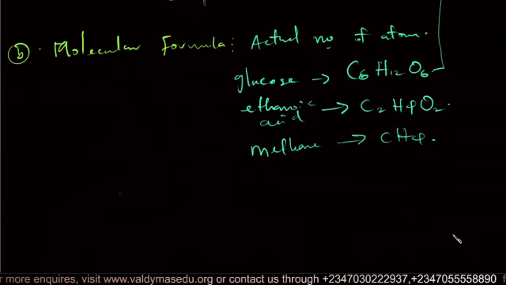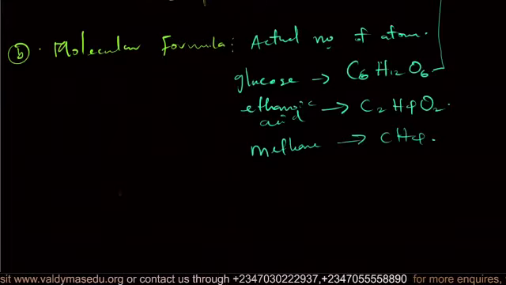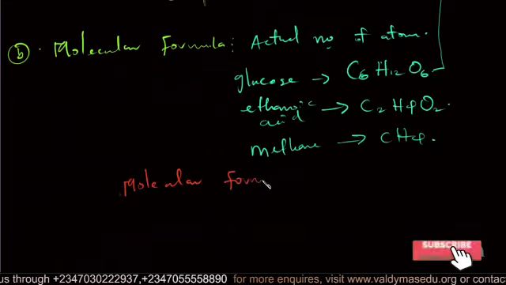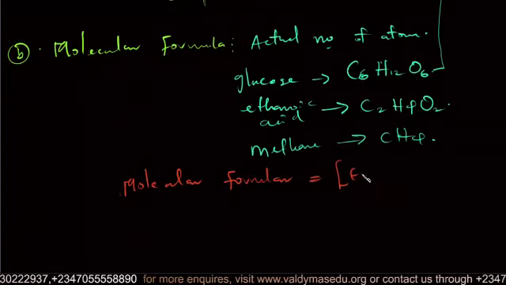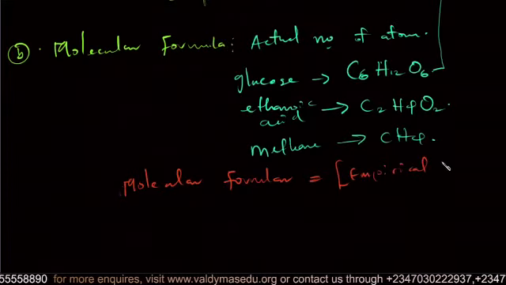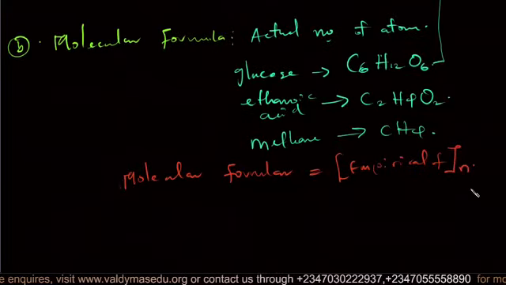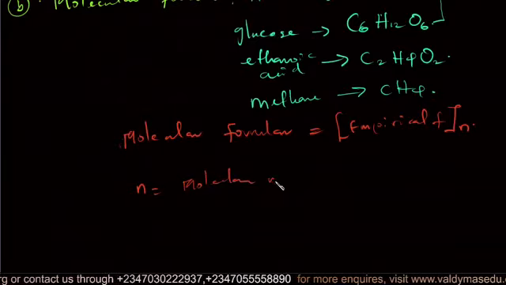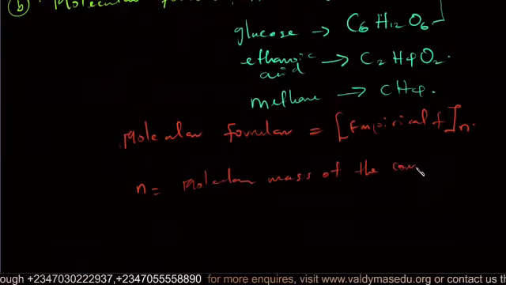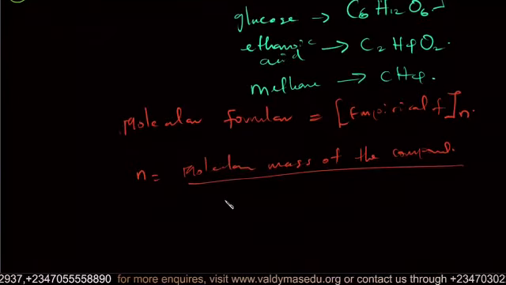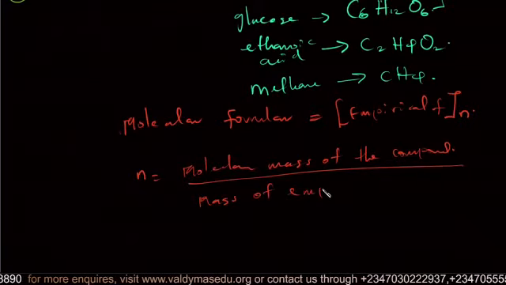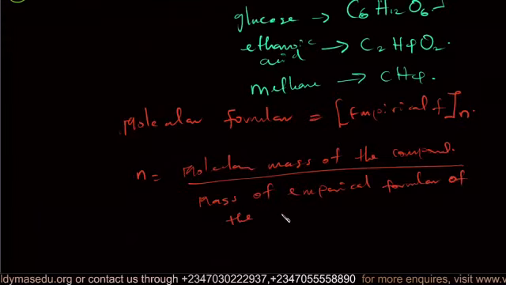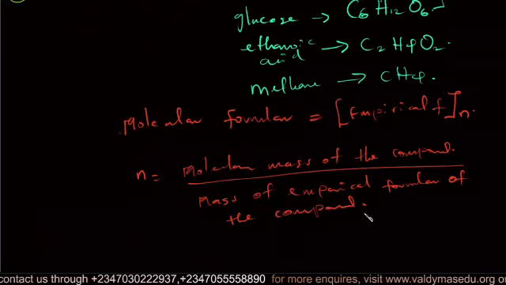They show the actual number of atoms. There is another way we can determine a molecular formula in relationship to the empirical formula. Molecular formula equals the empirical formula, bracket n. Therefore, n equals the molecular mass of the compound divided by the mass of the empirical formula of the compound.